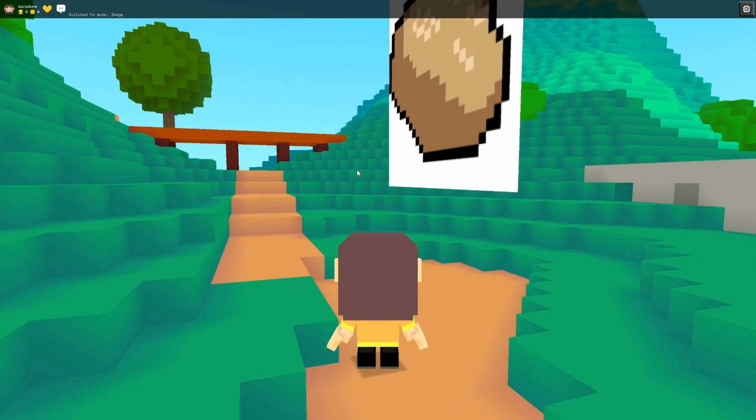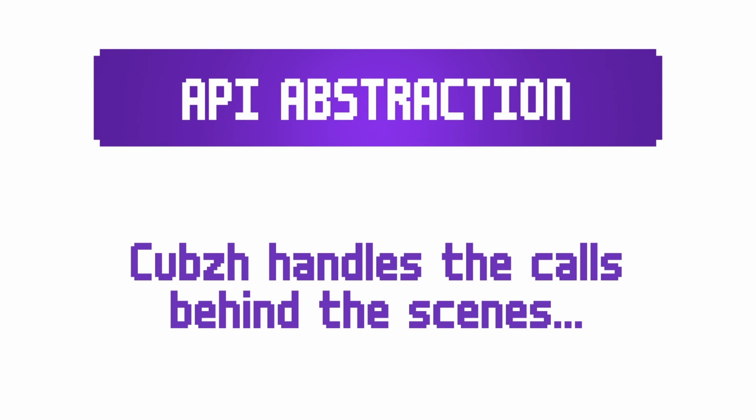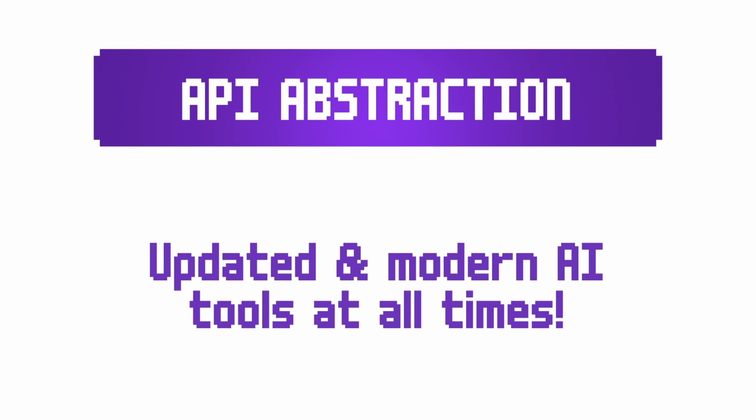Another thing that's really cool is that because all of this is handled by Cubzh behind the scenes, you note that the AI APIs used in the backend will be updated regularly by the Cubzh team. In other words, you won't even have to change anything in your own Cubzh world script to automatically get more recent and more powerful AI tools.